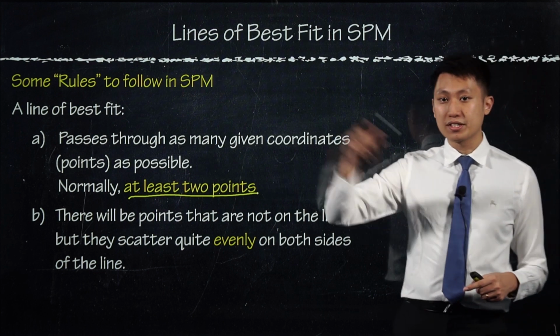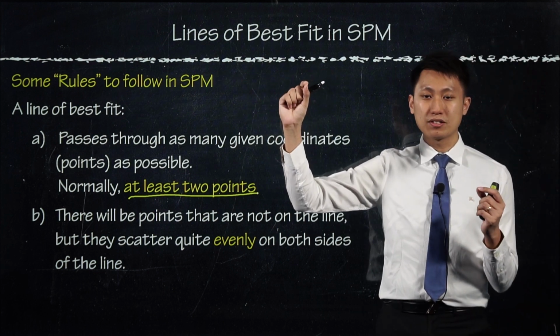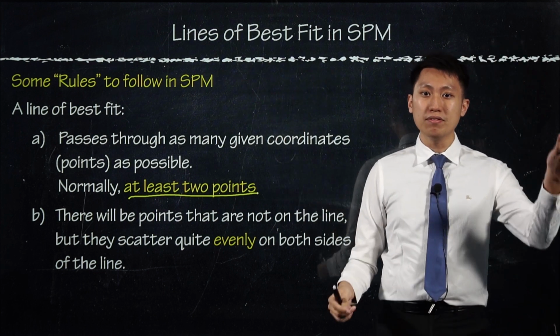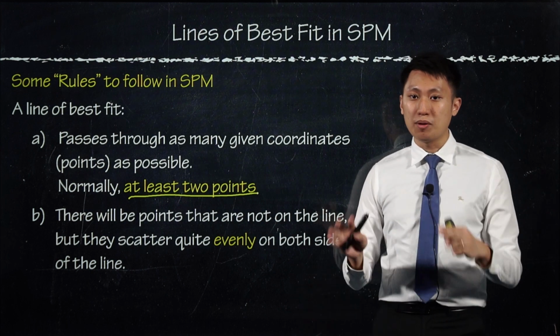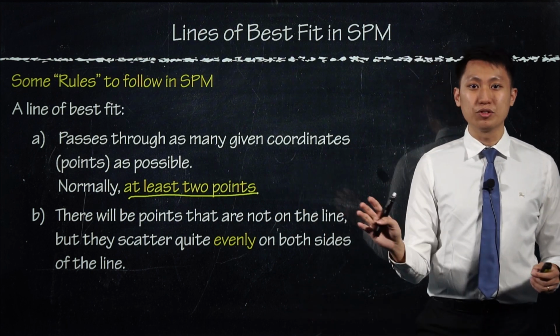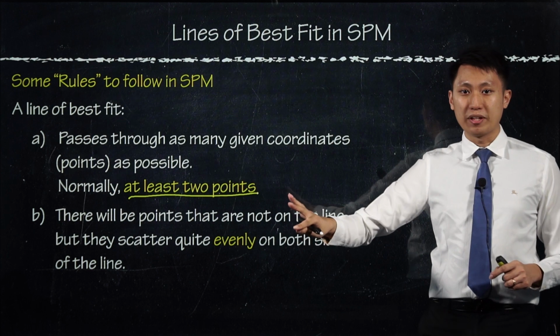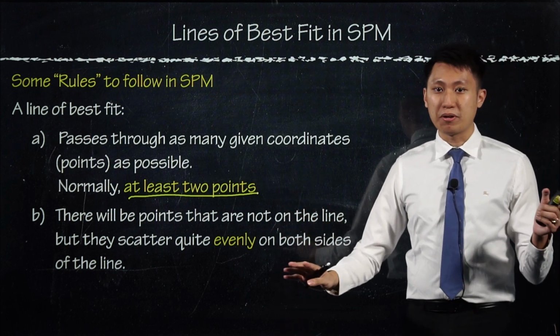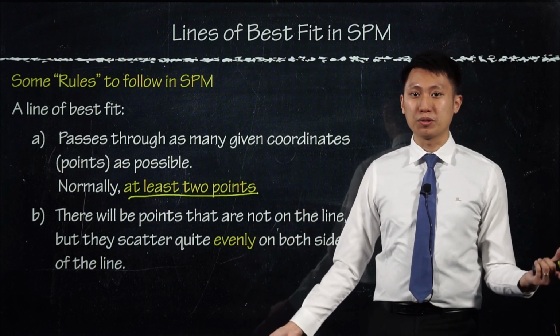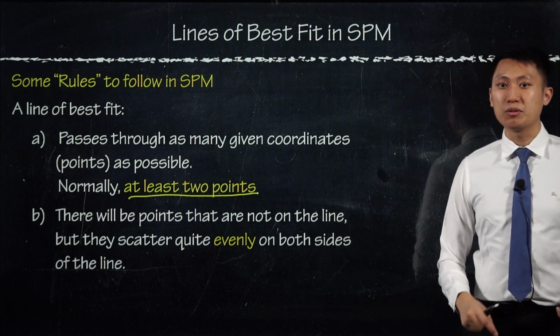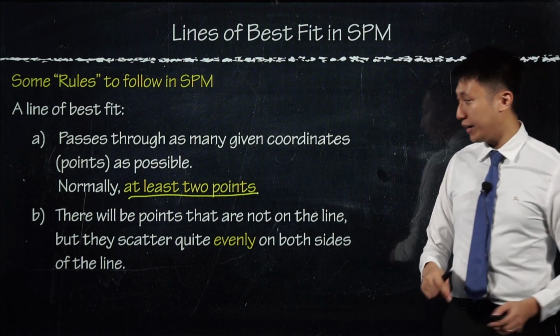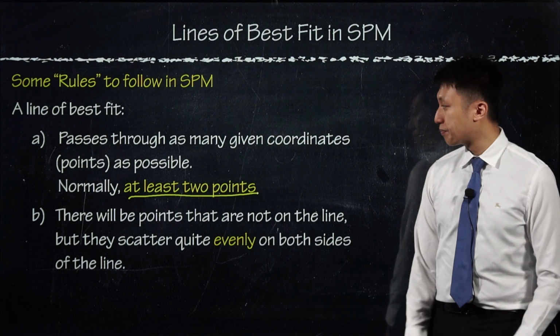Second, there will be points that are not on the line. If you sketch a line joining 2 points already, there are some points above and some points below, right? Normally it will be evenly distributed. Let's say down there will be 3 points and up there 3 points, or down there 2 points and up there 2 points. Normally, SPM will give you this kind of question. So that's a guideline here.